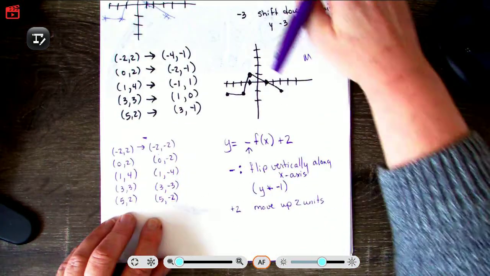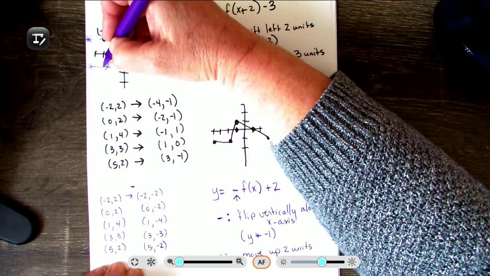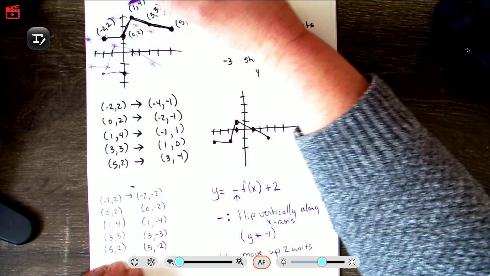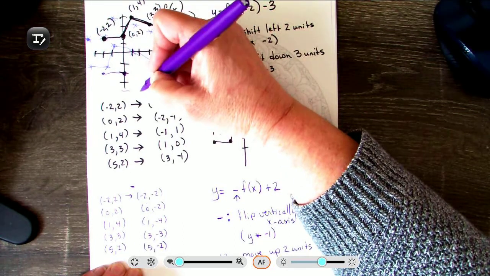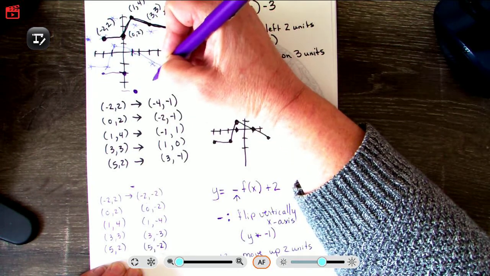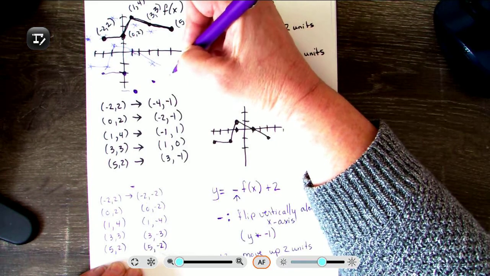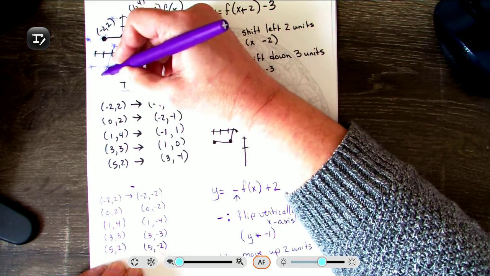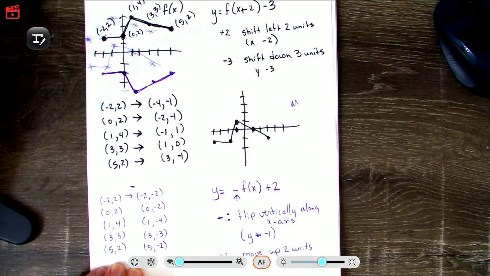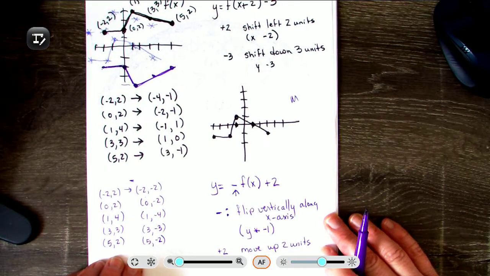Okay, if I were doing that up here, we're going to be flipping it down. So these points are going to come down here. Kind of draw them in here. This 1, 4 is going to go down to 1, negative 4. My 3, 3. And that 5, negative 2. So it'll look something like this. So that's just the flipping. So that's just this negative outside the function.